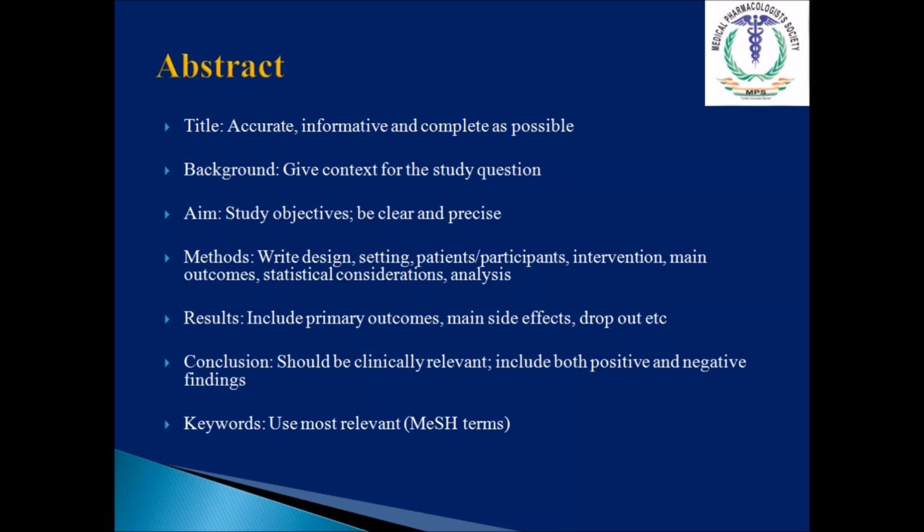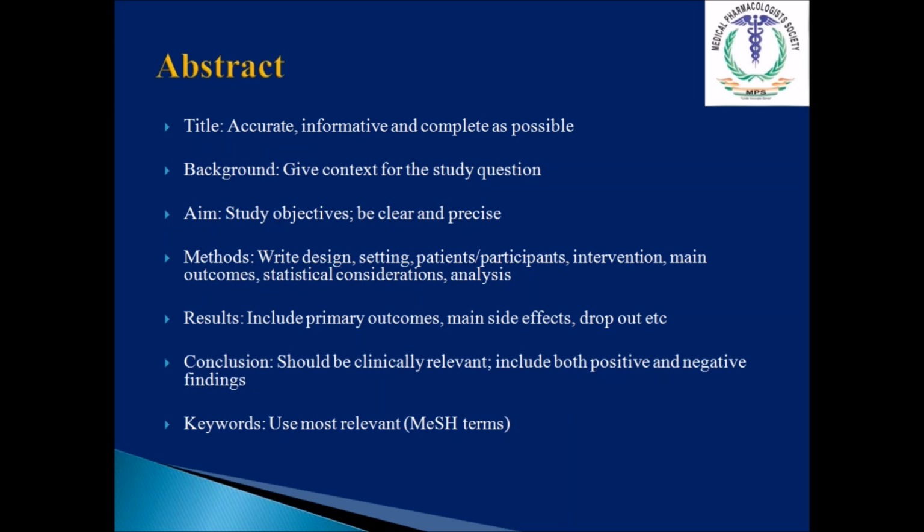When we write results, focus on the primary outcome and not on the secondary outcomes, because the primary outcome is the one on which the sample size is calculated. The reader would be more interested to look at the primary outcome rather than the secondary or minor outcomes. In the adverse effects also, only give the major side effects, not the minor adverse effects. If at all there are dropouts, we might present those dropouts in the result section.